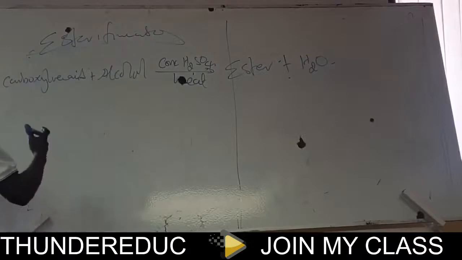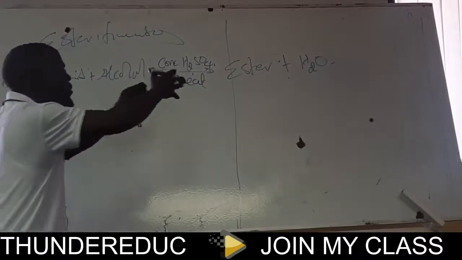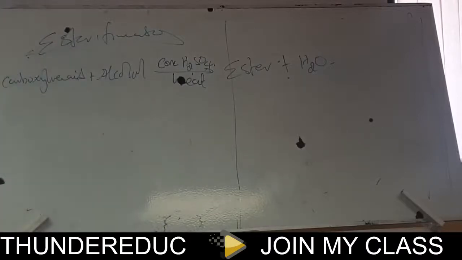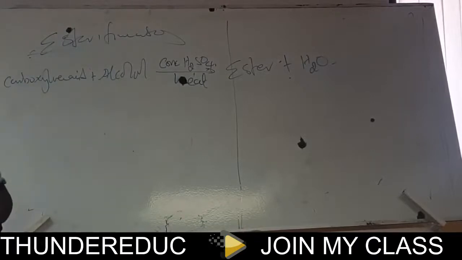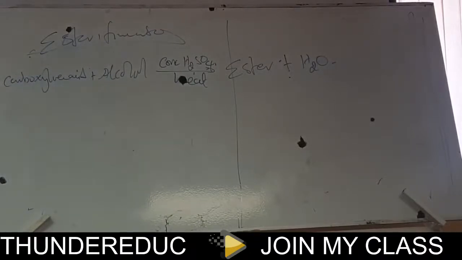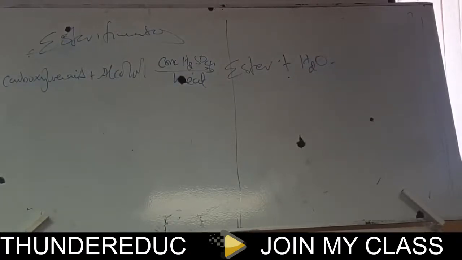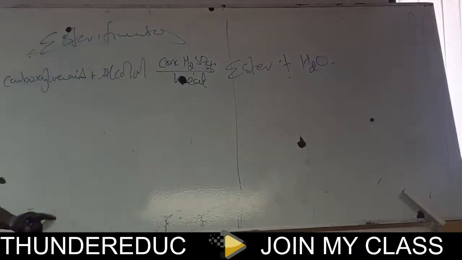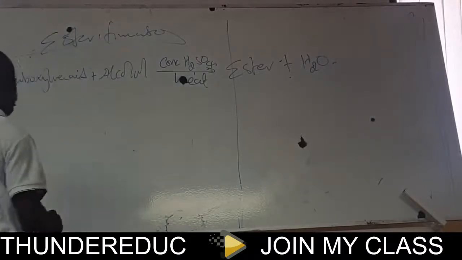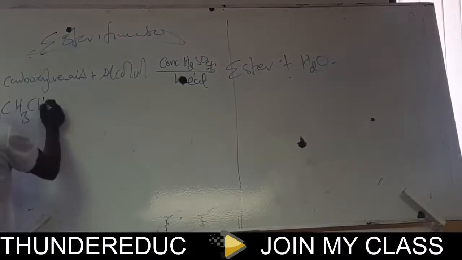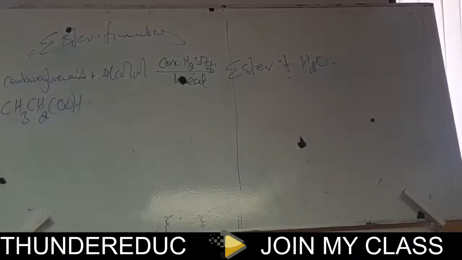So now let's have an example of a carboxylic acid, an example of an alcohol, and then you form the ester and our water there. Is it clear? Choose any carboxylic acid you want. Just say it by name. Propanoic acid. CH3, CH2, COOH, propanoic acid.